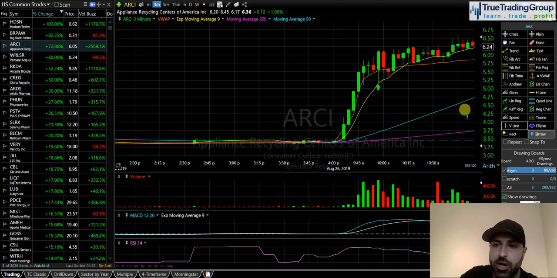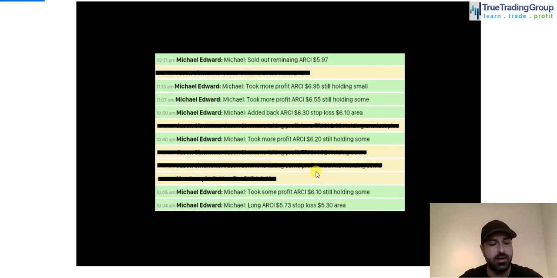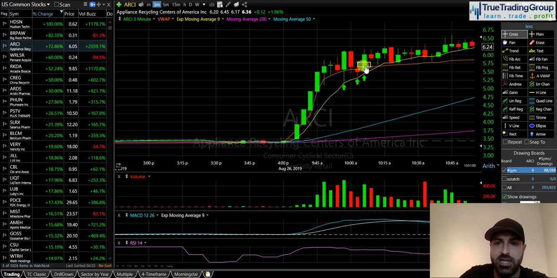So we got another pullback right into where? The trade line again. So right here on the second test of the trade line, when we held here again, started to bounce off that trade line, I got long right there. There's my entry after this trade line support showed me its face. Here's my trade announcements on the day. I'll zoom in. Long ARCI at 573. Stop loss 530 area. So there's 573 right there inside this green candle as we bounce off this trade line, as the trade line showed me support.